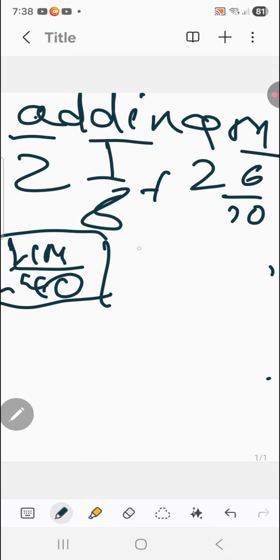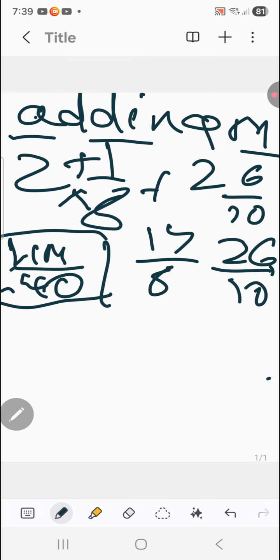Now, as you know, we need to convert both of these to improper fractions. As I taught you, 8 into 2 plus 1. 8 into 2 is 16 plus 1 is 17 by 8. And for this, 10 into 2 is 20 plus 6 is 26 by 10.